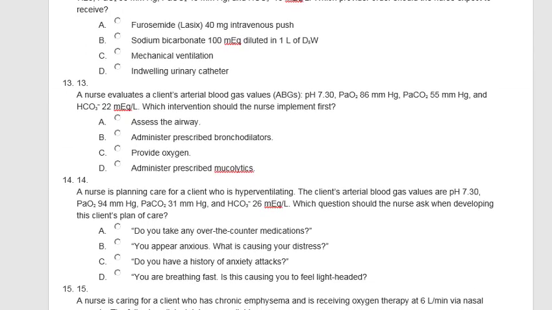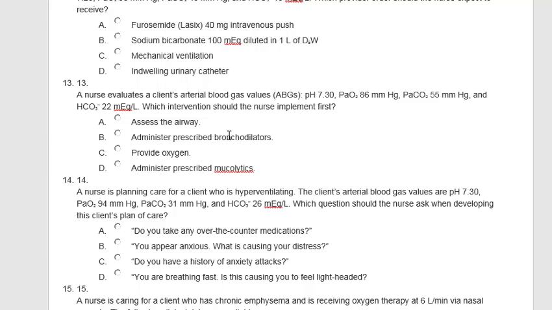Number 13. Nurse evaluates the client's ABG. 7.3, acidotic. CO2, 55. That's acidotic. And a bicarb of 22, that's normal. So this is a respiratory because it's on the high acid level, and we have an acidotic pH. Respiratory acidosis. Which intervention should the nurse implement first? Airway, breathing, circulation, safety. Which one comes first? Assess the airway. The word airway is right there in your answer. That's the one you pick.